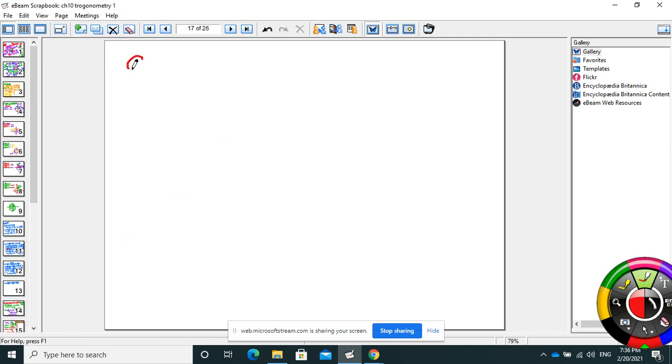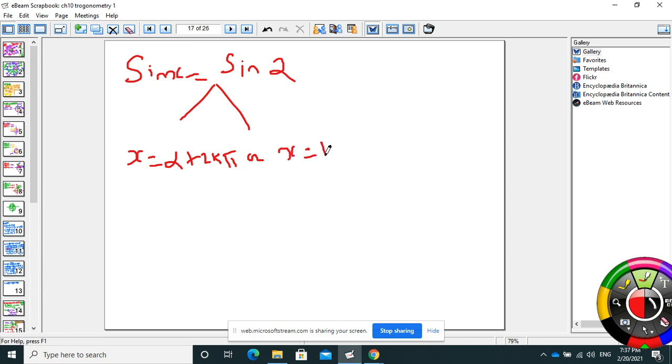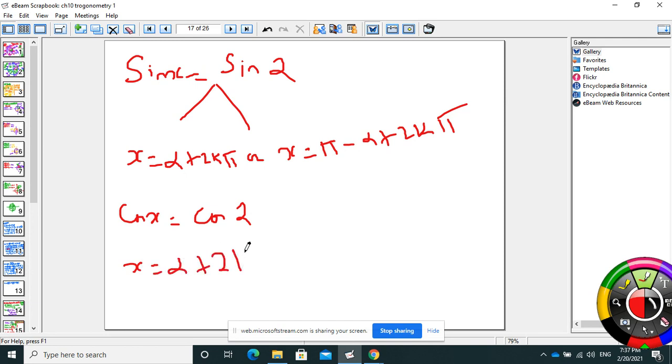So every time I'm solving sine x is equal to sine of an angle alpha, this gives me x is equal to alpha plus 2k pi or x is equal to pi minus alpha plus 2k pi. If I'm solving cosine x is equal to cosine of alpha, then x is equal to alpha plus 2k pi or x is equal to minus alpha plus 2k pi. And for tangent, it's alpha plus k pi.